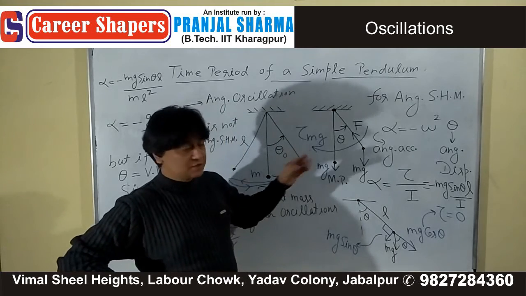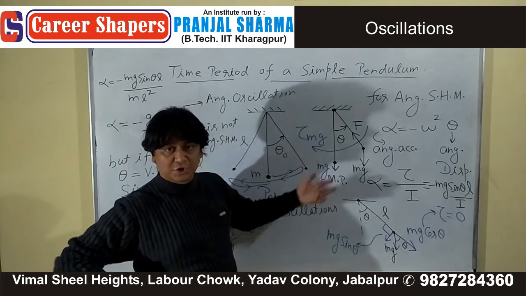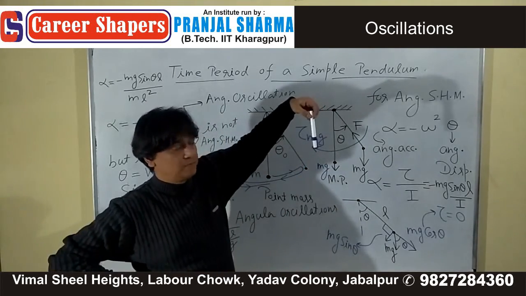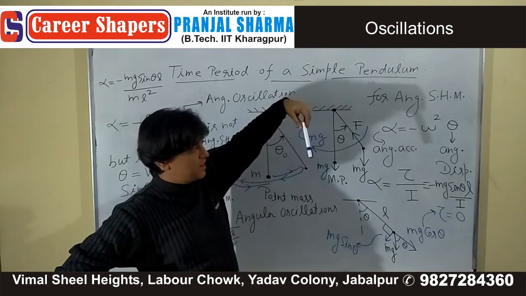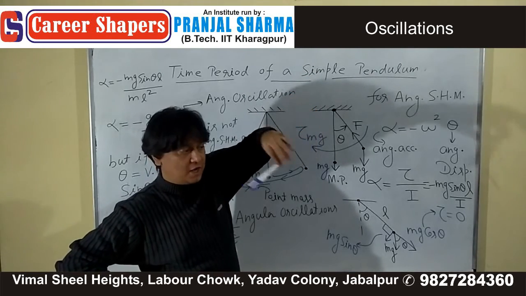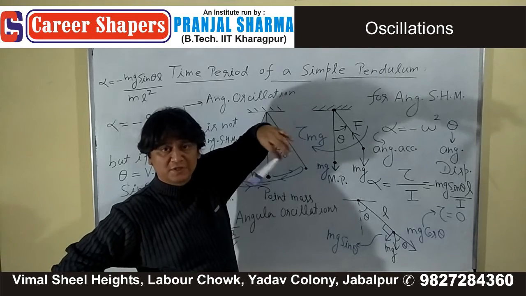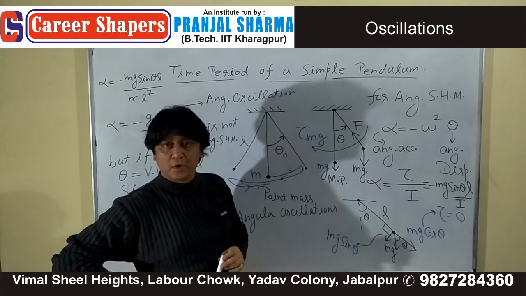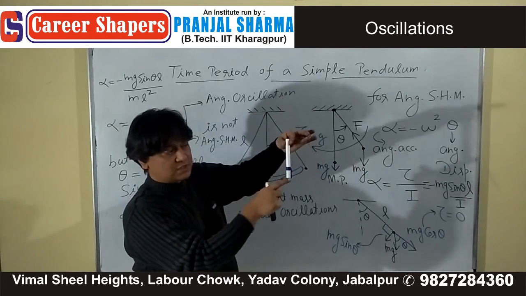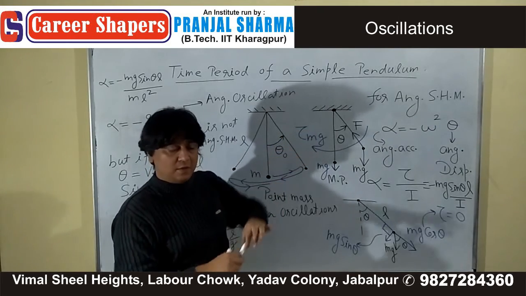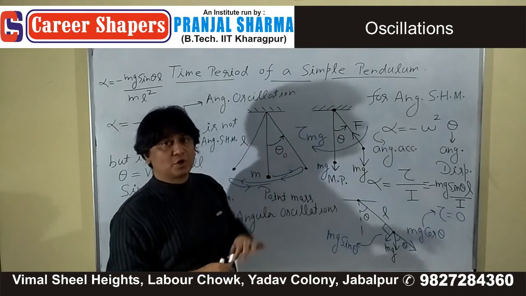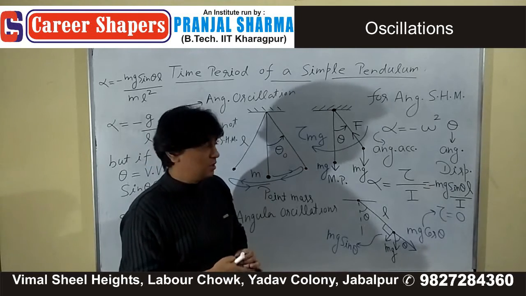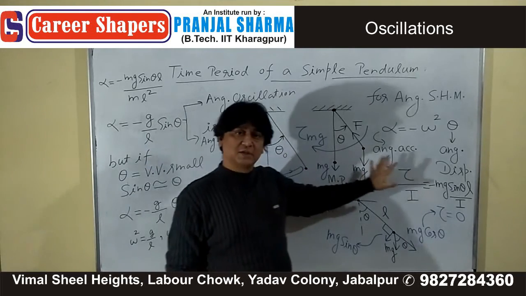Now, why am I saying this? If I ask you that we have a rod, I'm giving you this as homework. If I give you a rod and I ask you that this rod is executing simple harmonic motion, find out its time period. Mass is m, length is l. Then this body is called what? Compound pendulum. Everything is same.